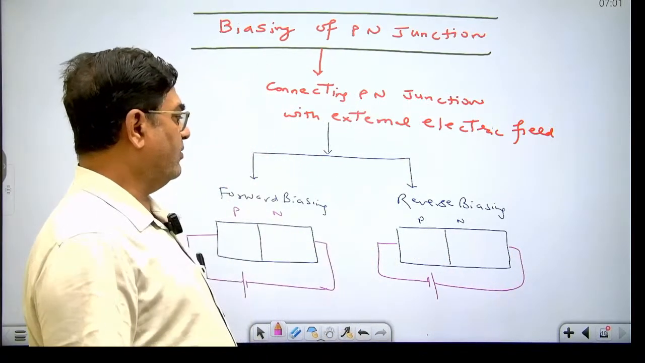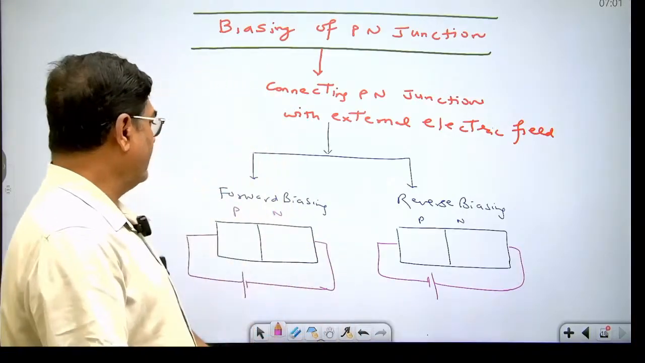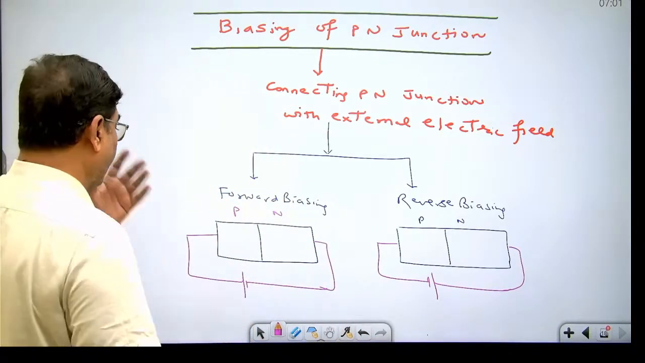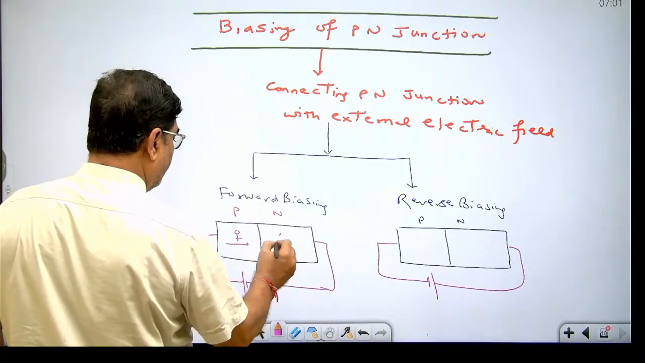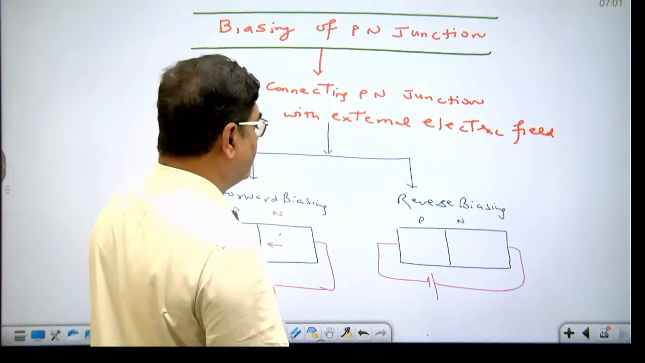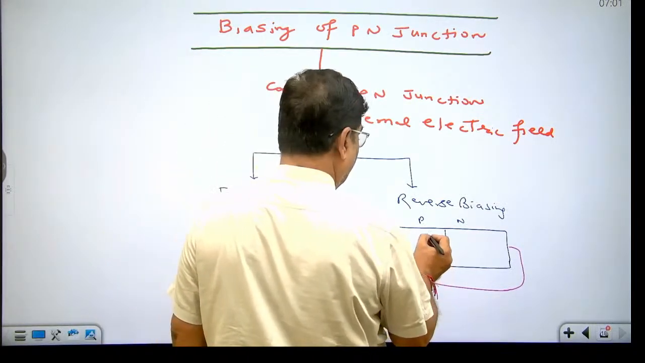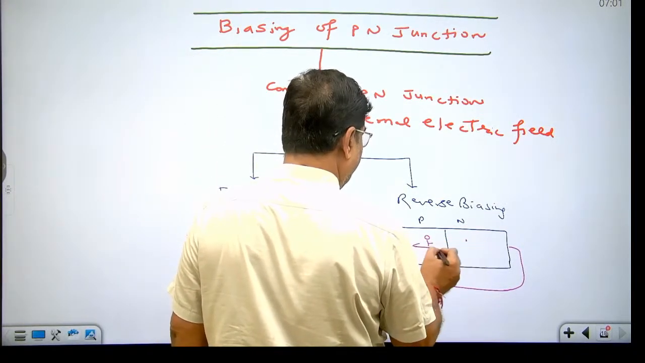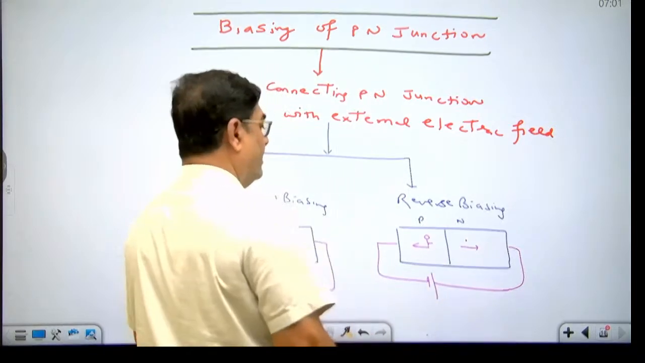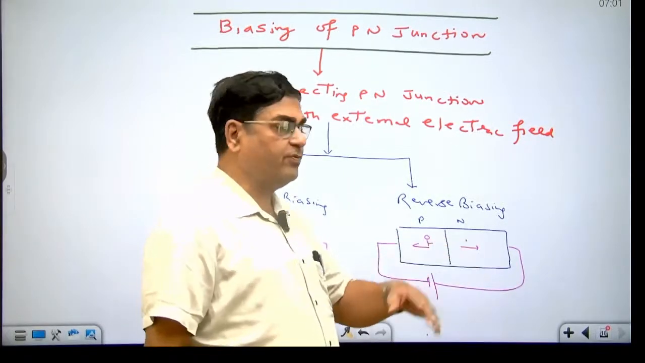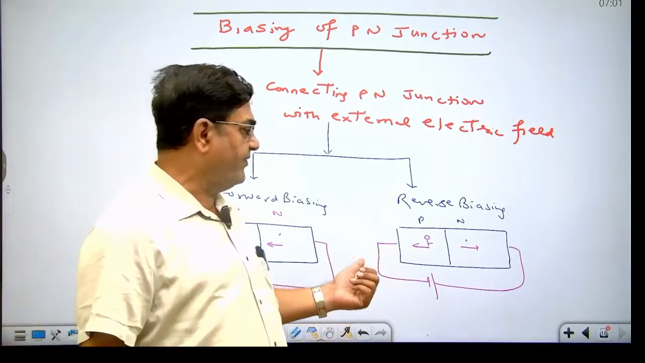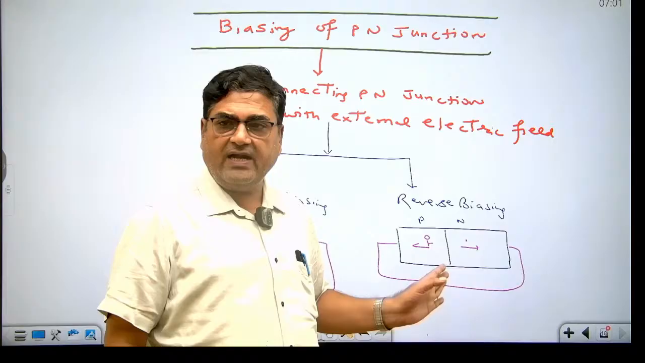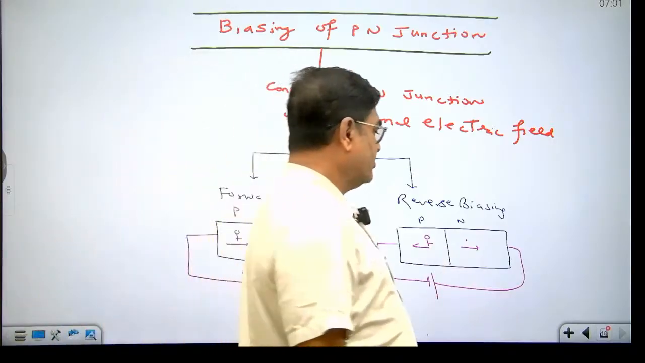Okay. Now, dear student, you can easily see under the influence of forward biasing, what will happen? Majority charge carriers will start moving towards the junction. And under the influence of reverse biasing, what will happen? Majority charge carriers will start moving away from the junction, while minority charge carriers will start moving towards the junction. Okay. So, dear student, what will be the effect of forward biasing?